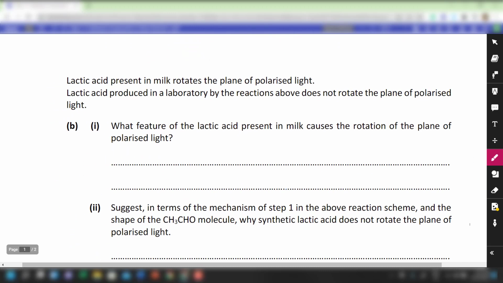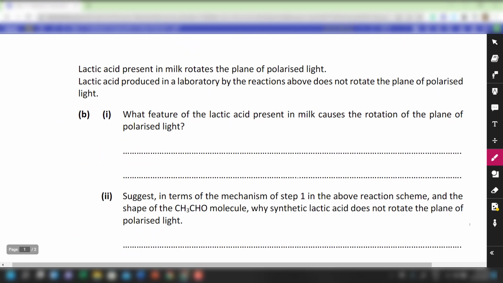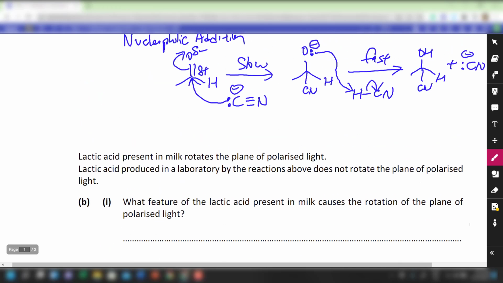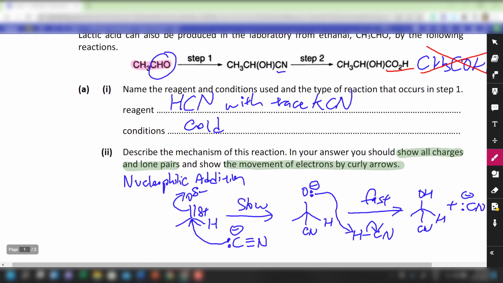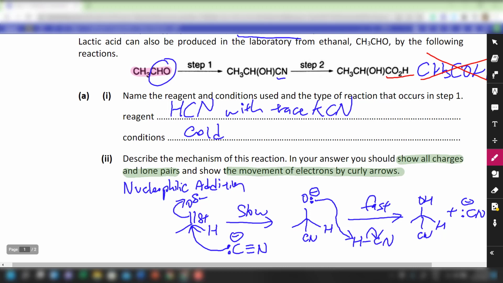The next part: lactic acid present in milk rotates plane polarized light. Lactic acid produced in the laboratory by the reaction above does not rotate plane polarized light. So what feature of lactic acid present in milk causes the rotation of the plane of polarized light? The structure you probably will be aware of is that the lactic acid contains a chiral carbon. That means it has an asymmetrical carbon bonded to 4 different groups.